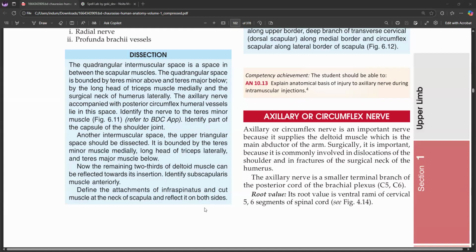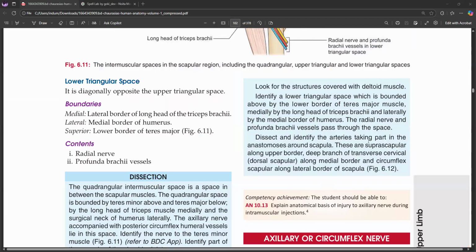Now the remaining two-thirds of deltoid muscle can be reflected towards its insertion. Identify subscapularis muscle anteriorly. Define the attachments of infraspinatus and cut the muscle at the neck of scapula and reflect it on both sides. Look for the structures covered with deltoid muscle. Identify a lower triangular space, which is bounded above by the lower border of teres major muscle, medially by the long head of triceps brachii, and laterally by the medial border of humerus. The radial nerve and profunda brachii vessels pass through the space.